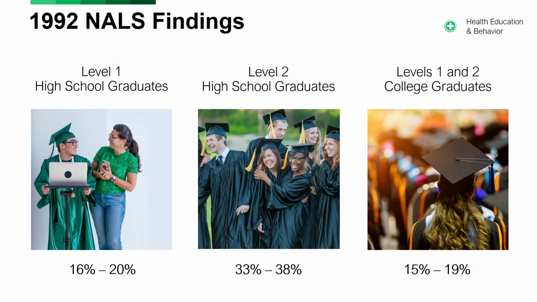The 1992 findings also showed that for level 1, the lowest literacy level, 16 to 20% were high school graduates. In level 2, 33 to 38% were high school graduates. And for levels 1 and 2, 15 to 19% were college graduates.